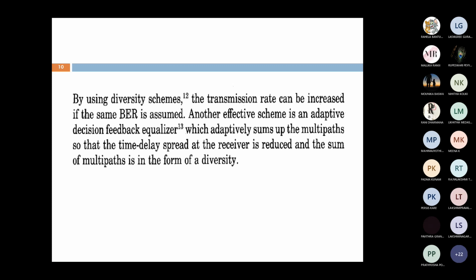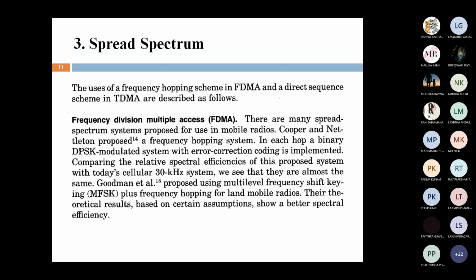Another effective scheme in TDMA is adaptive decision feedback equalizers. That is, they are used for error detection and correction purposes. And multipath delay is also reduced by using diversity schemes in the TDMA system.